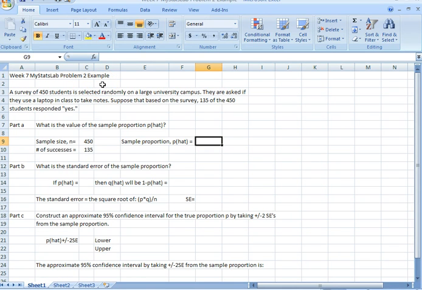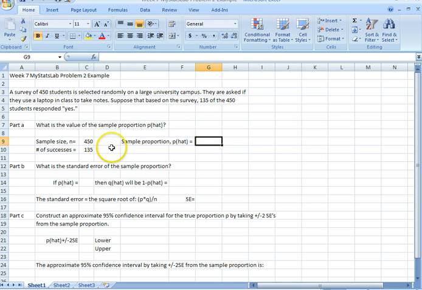In this problem, a survey of 450 students is selected randomly on a large university campus. They are asked if they use a laptop in class to take notes. Suppose that based on the survey, 135 of the 450 students responded yes. Part A of our problem. What is the value of the sample proportion, or p hat?